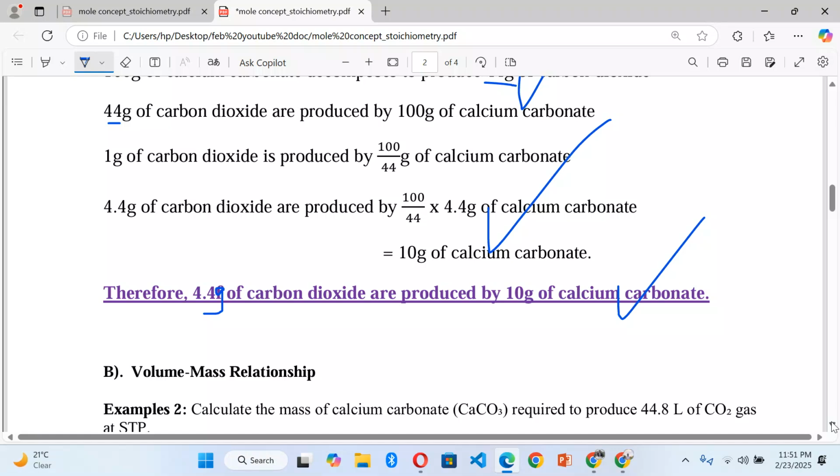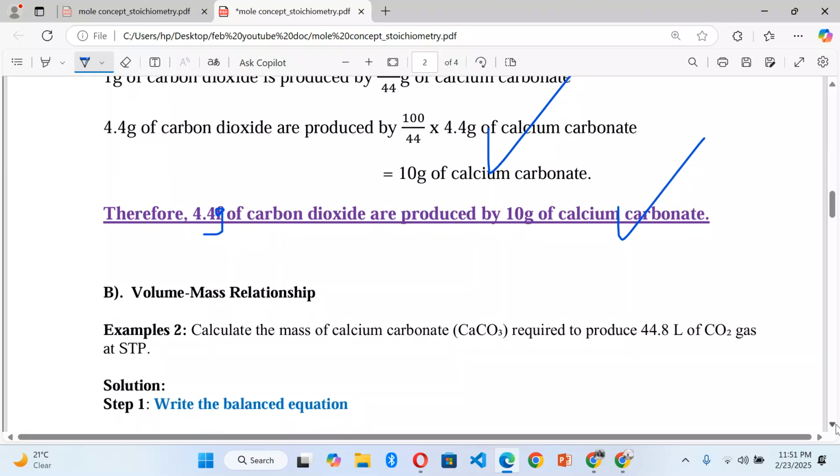Let's look at part B. Part B, we want to look at the relationship between volume and mass. And we have this question here. This question is saying, calculate the mass of calcium carbonate required to produce 44.8 liters of carbon dioxide gas at STP. In our previous session, we looked at this molar gas volume. And when we're looking at molar gas volume, we found out that 1 mole of any given gas occupies a given volume at standard temperature and pressure.